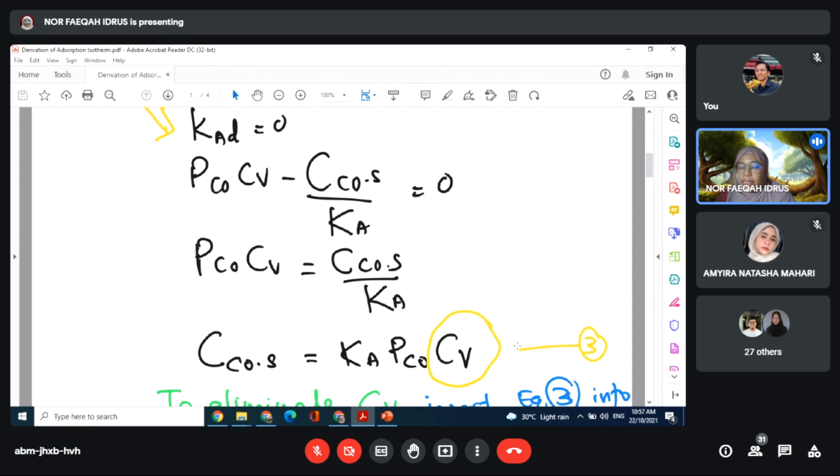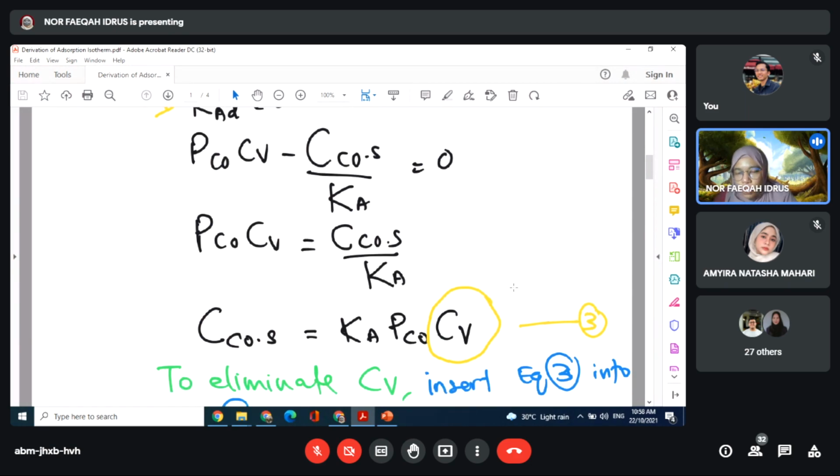Okay, then next step, after we rearrange for the adsorbed species, we want to eliminate the term CV. When we write the overall rate law equation or the adsorption isotherm, we want to eliminate CV. So the final equation must not have the CV term. So that's why we want to eliminate CV. We don't want that CV term.